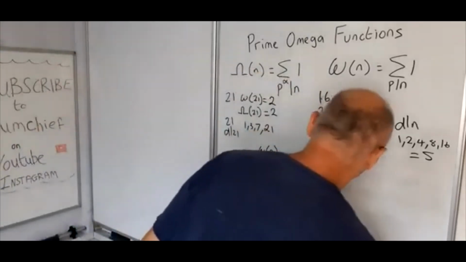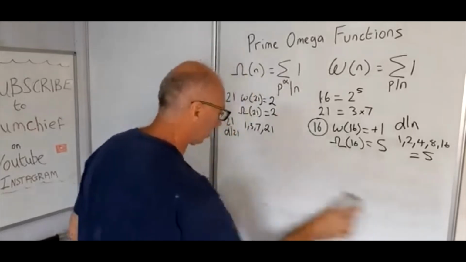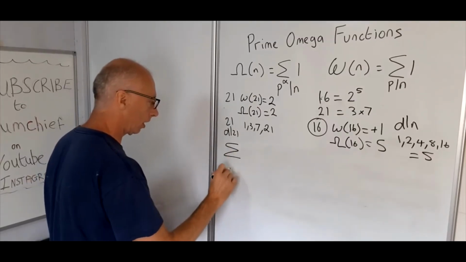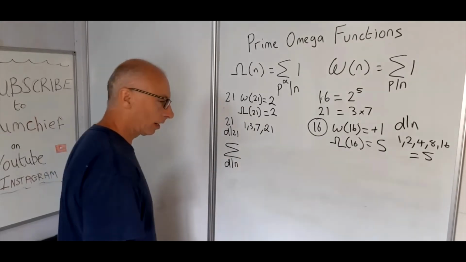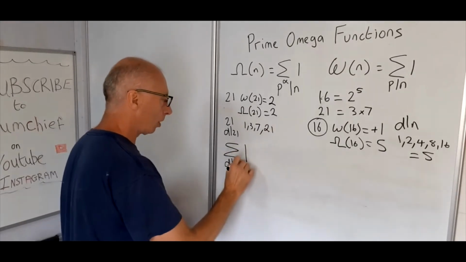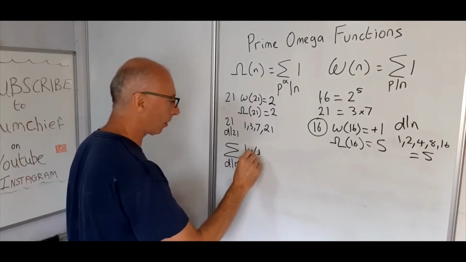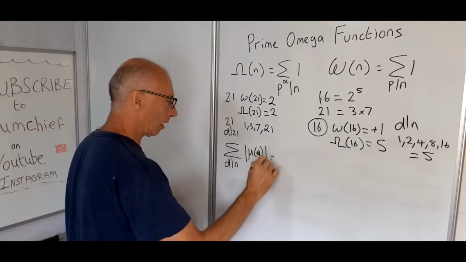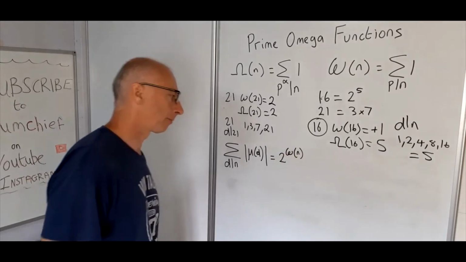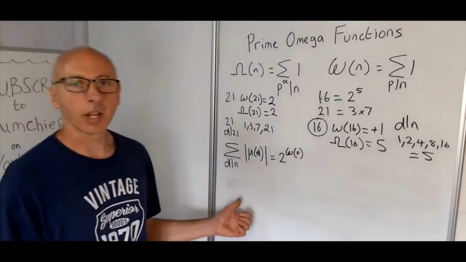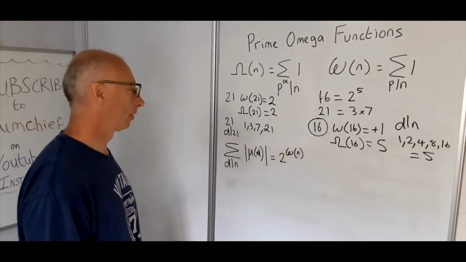Okay, so one more identity which we can look at is this one here, where we take the divisors of a number n and take the absolute value of the Mobius function over the divisors of n, and that will equal 2 to the lowercase omega of n. Okay, so let's try that on 21 and 16 and see how we get on.